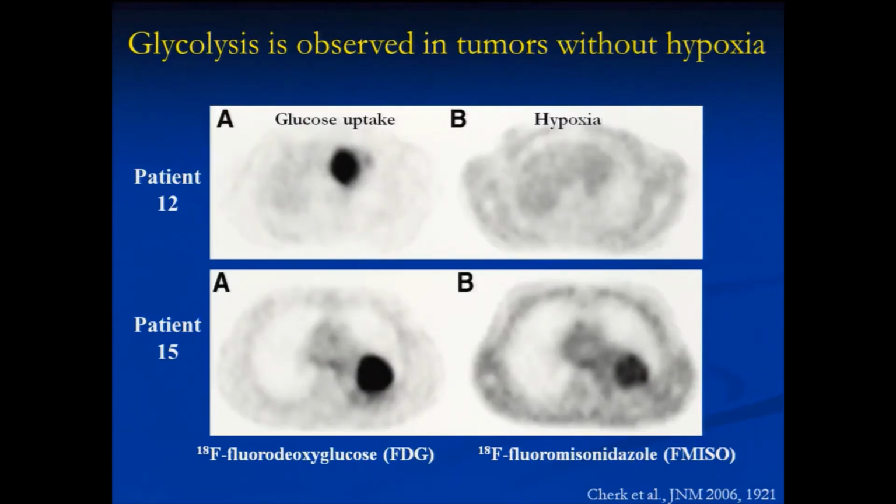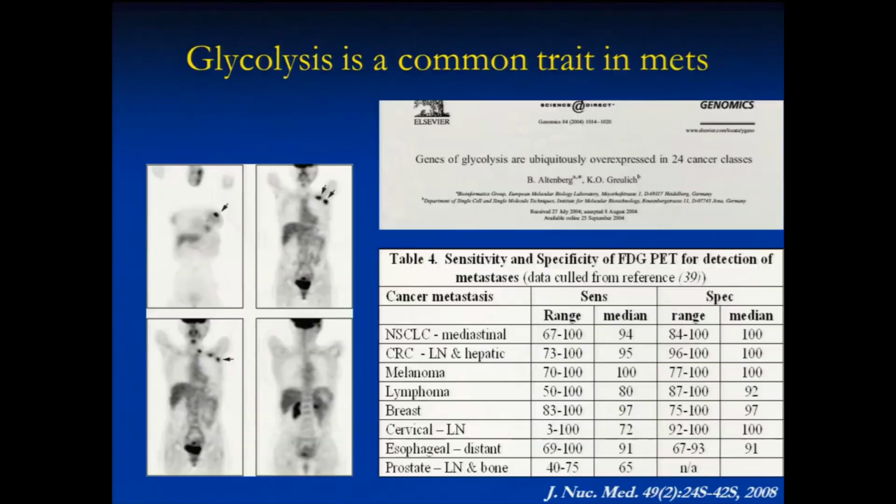Here's another example of this, where one patient, by using FDG PET to measure glucose uptake or FMISO PET to measure hypoxia, you can see that this patient, as you would predict, has a hypoxic tumor with high glucose uptake. But here's another patient that has very low hypoxia and yet high uptake. So this is another example of the Warburg effect. This is a common observation: glycolysis is a common trait among almost all metastases. Almost all metastases are glucose avid and can be observed by FDG PET.